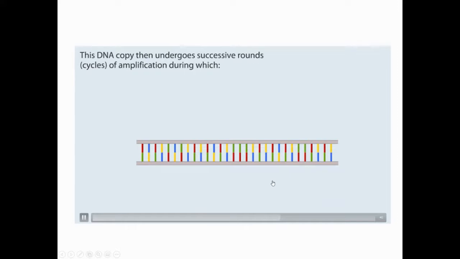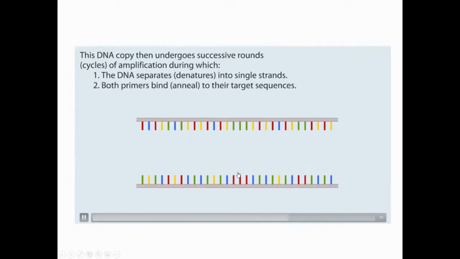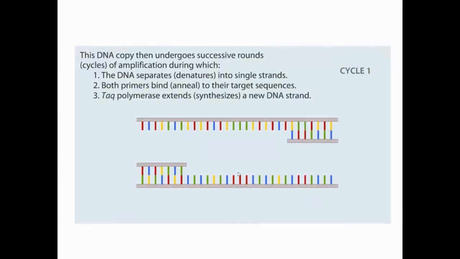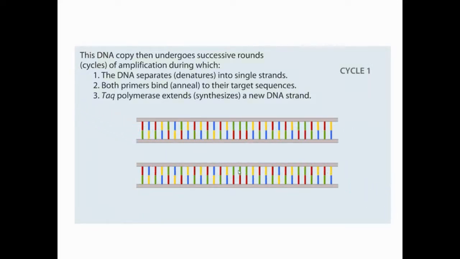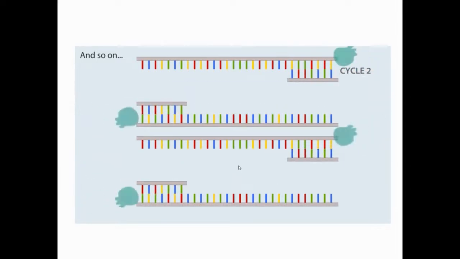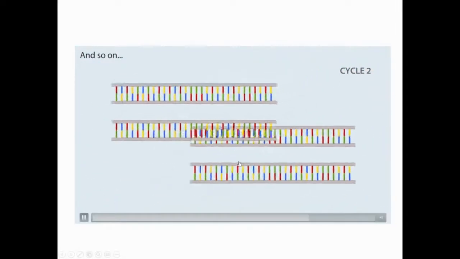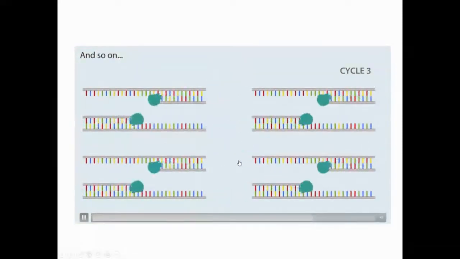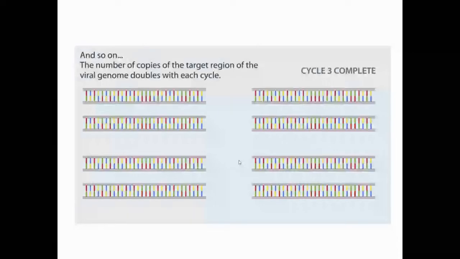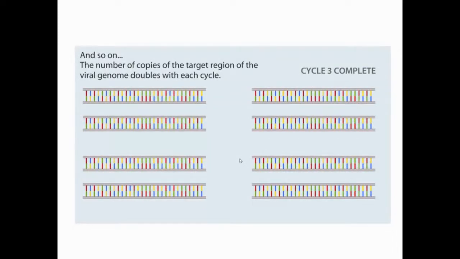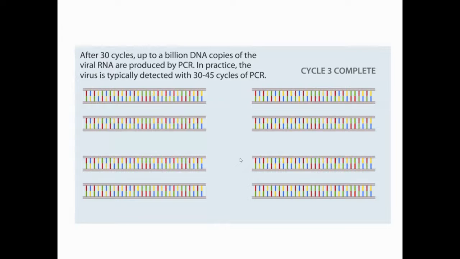This DNA copy then undergoes successive rounds, cycles of amplification, during which the DNA separates, denatures, into single strands, both primers bind, anneal, to their target sequences, Taq polymerase extends, synthesizes a new DNA strand, and so on. The number of copies of the target region of the viral genome doubles with each cycle. After 30 cycles, up to 1 billion DNA copies of the viral RNA are produced by PCR. In practice, the virus is typically detected with 30 to 45 cycles of PCR.